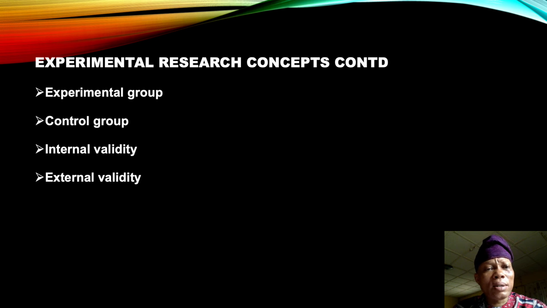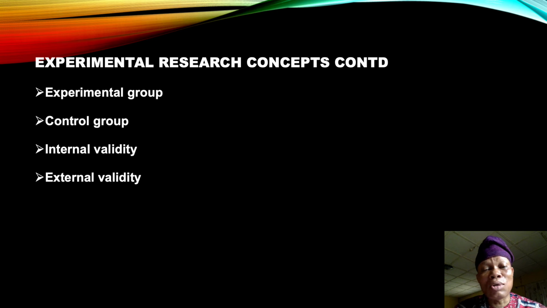Now we are still continuing with the experimental research concept. We have the experimental group. And what do you mean by experimental group? This is a group of subjects that receive the treatment, the independent variable under study. That is the experimental group. For instance, now you have divided them into two groups. The group that will be taught using laboratory method, that is the experimental group. The other one that will not receive laboratory method is called the control group. That is the control group.